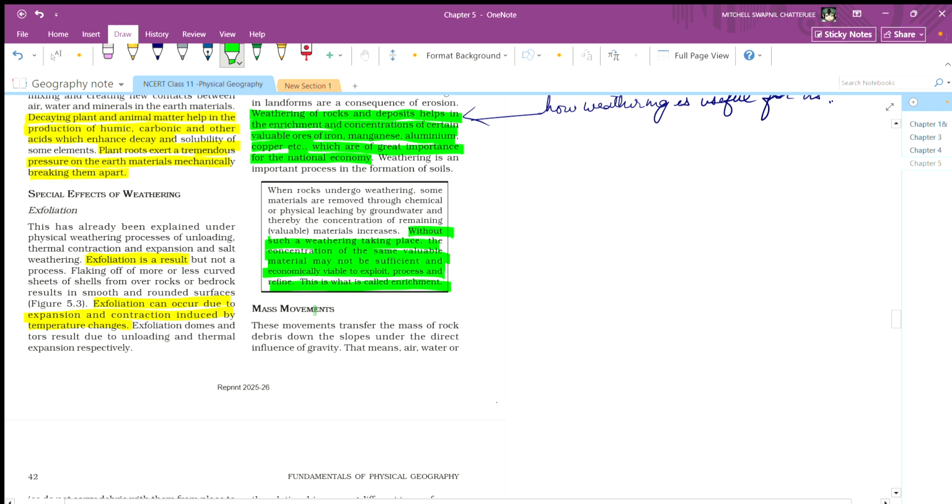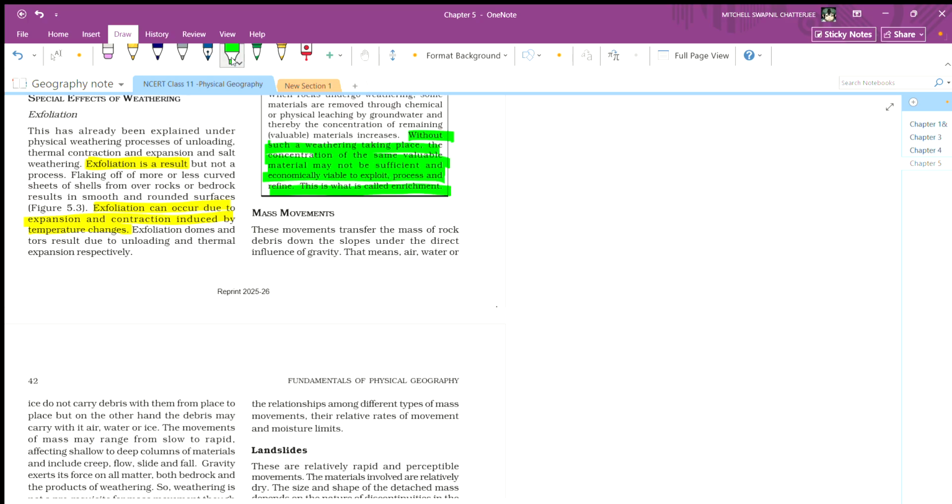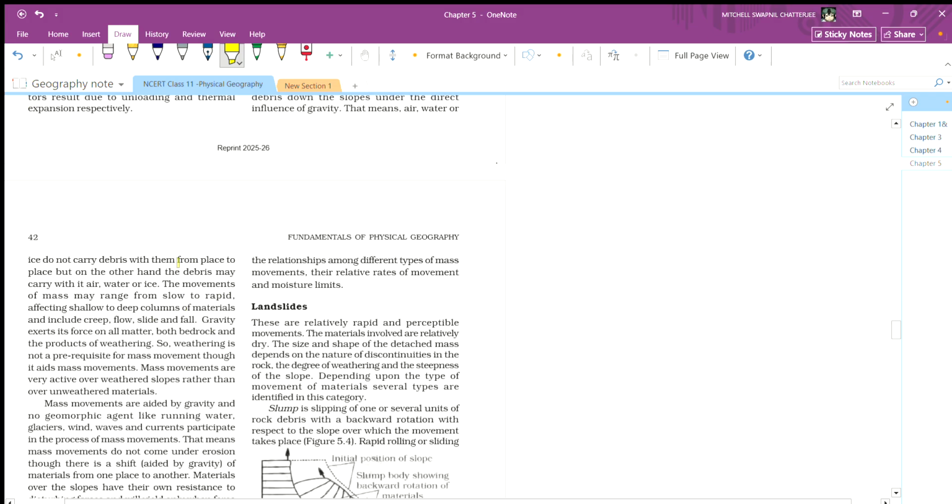Okay, it's done. Now next is mass movement. These movements transfer the mass of rock debris down the slopes under the direct influence of gravity. That means air, water, or ice do not carry debris with them from place to place. But on the other hand, the debris may carry with it air, water, or ice.